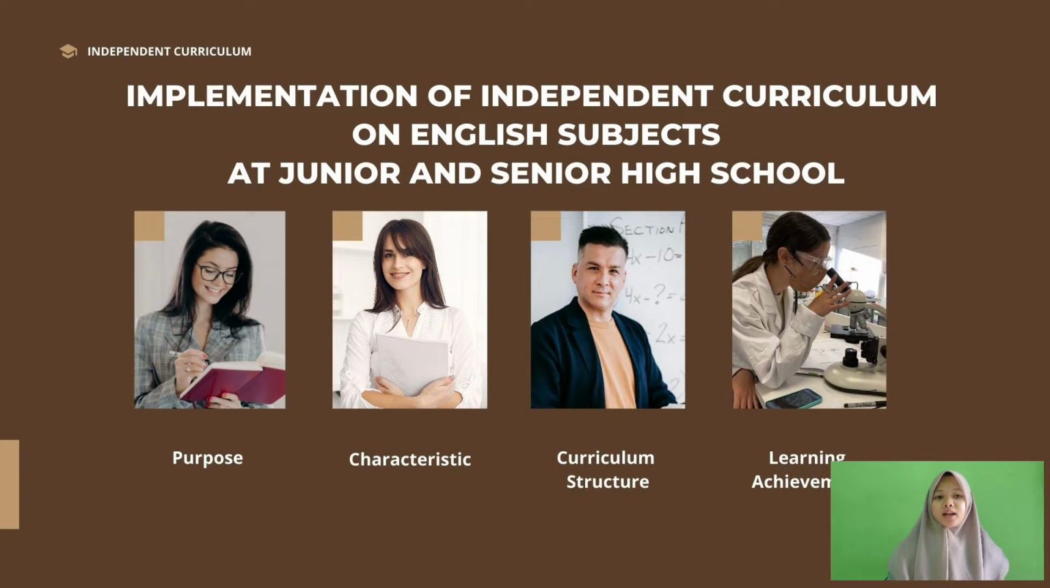Okay everyone, the next material I will explain is the implementation of independent curriculum on English subjects. There are 4 implementations of independent curriculum on English subjects at junior high school and senior high school. First, the purpose. And the second, the characteristics. And third, the curriculum structure. And last, the learning achievements of independent curriculum on English subjects at junior and senior high school.